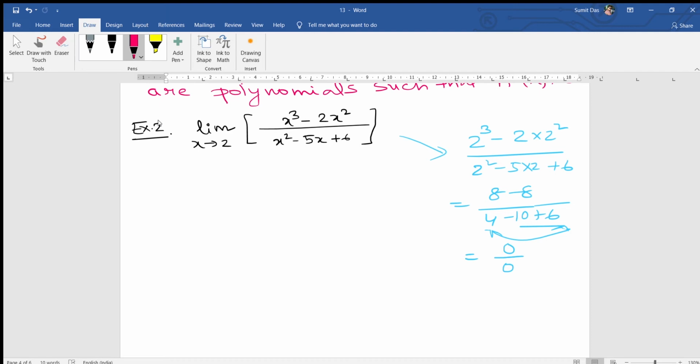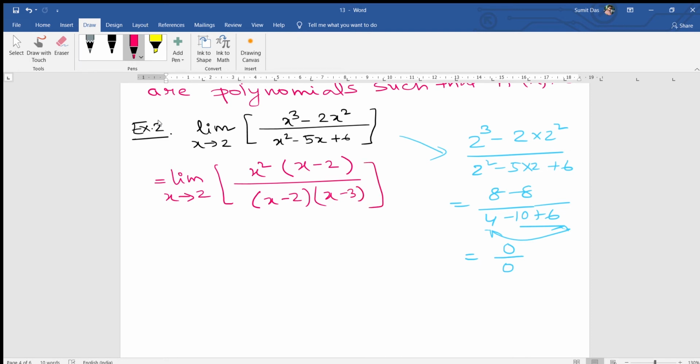Okay, so how will we simplify? Limit x tends to 2. Look, from the numerator, x cube is there, x square is there, so I can take common x square. What will remain? x minus 2. And if you simplify this one, this is a quadratic equation. By middle term factor you can find this one, x minus 2 into x minus 3.